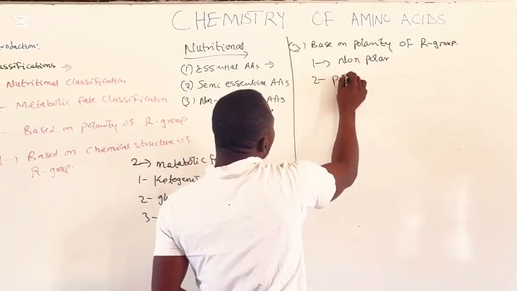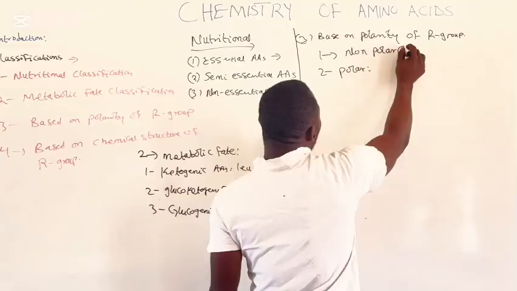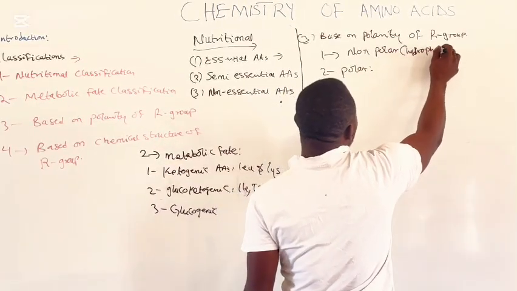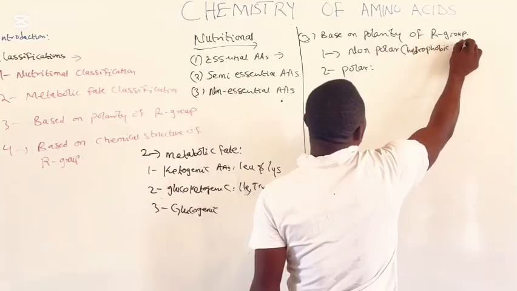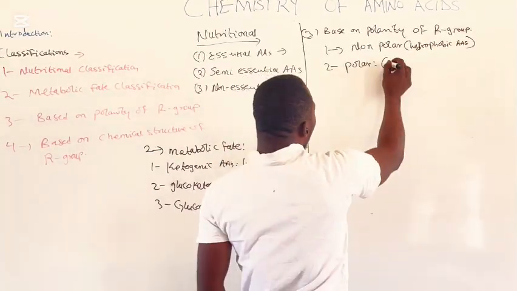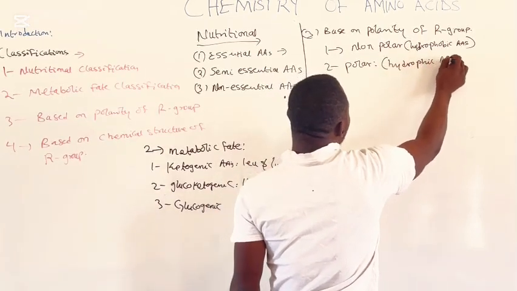and polar. So the non-polar amino acids are also called hydrophobic amino acids because they are not soluble in water, whereas the polar amino acids are hydrophilic, they are water soluble.